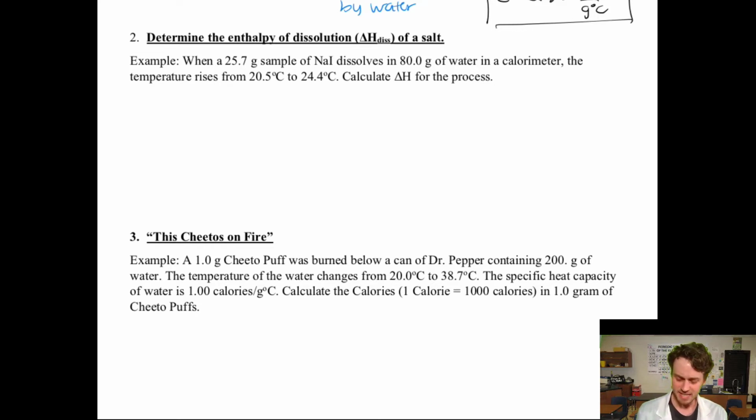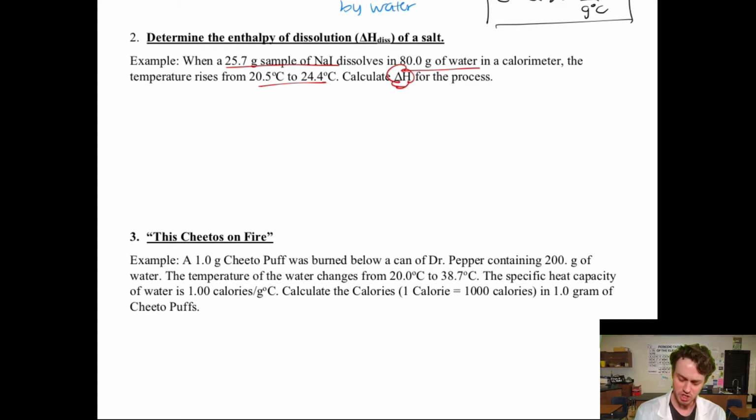So this one, it says that we have a 25.7 gram sample of NaI, that it dissolves in 80 grams of water in a calorimeter. Temperature change is represented from 20.5 to 24.4 degrees Celsius, and it asks us to calculate the ΔH for the process. So in a way, this is very, very similar to how we're going to do any kind of calorimetry problem or what we need to think about.